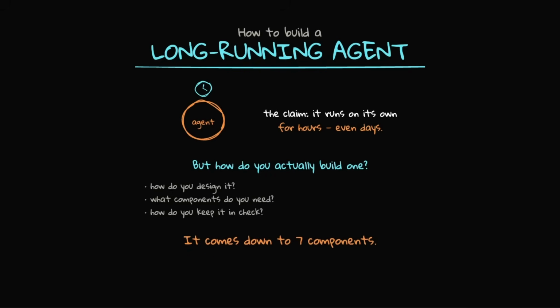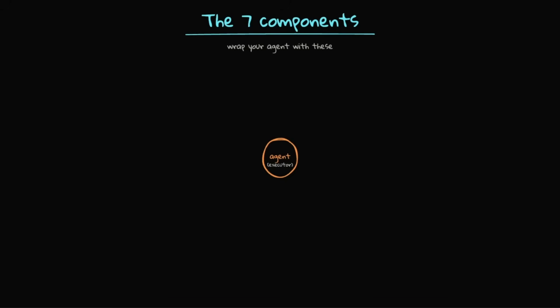Now, I think there are 7 different components that you need for any long-running agent. In this video, we're going to go through them and also talk about how exactly to design each one of those. Okay, so you start with the agent, that is basically the executor. Now, this is the core component, but on its own, it will drift, take shortcuts, or just stop.